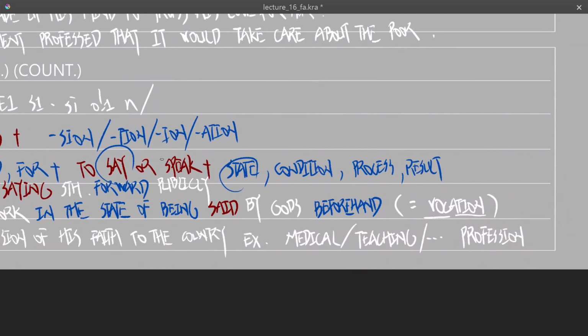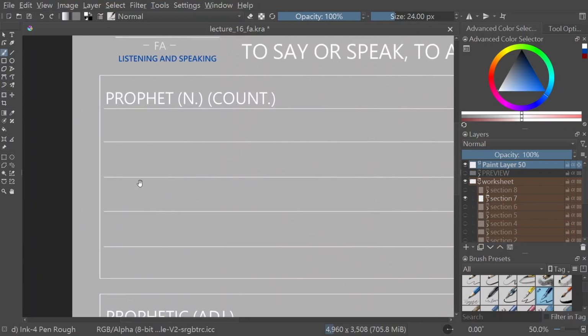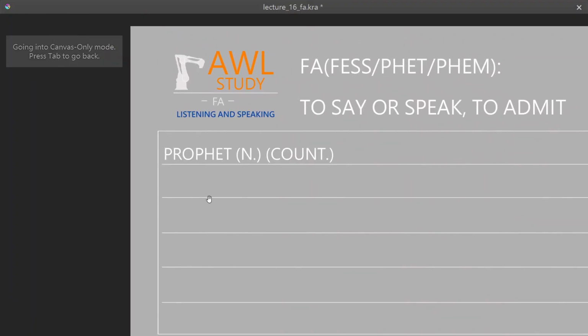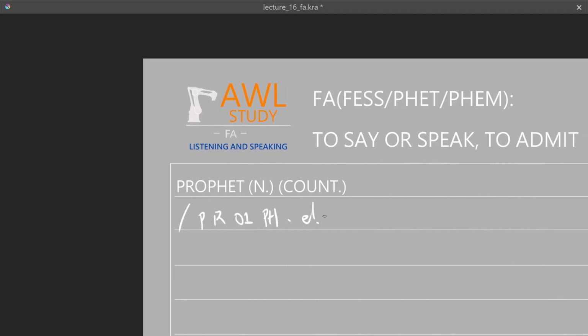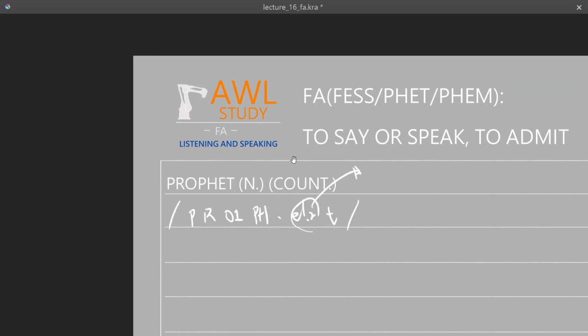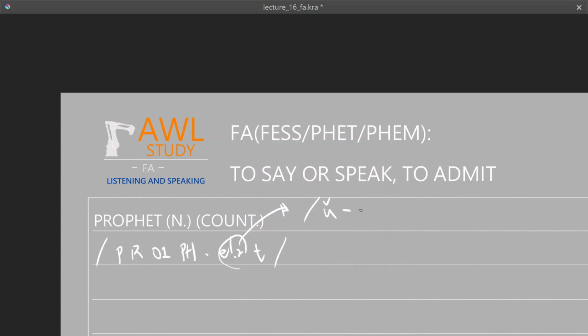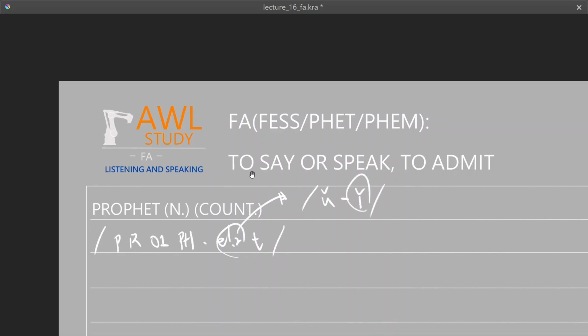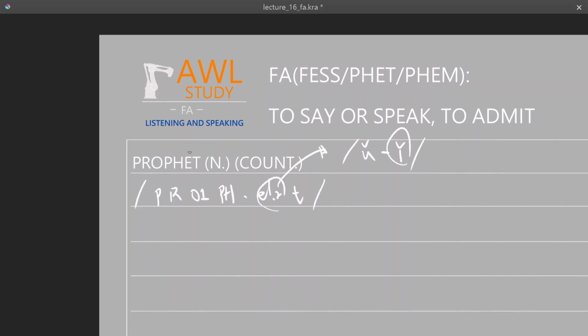All right, next we have profit. Profit. This is the second schwa sound. So we have two schwa sounds. The first one is the a sound. The second one is the b sound. So in this case, it's the second sound. So we have prophet. Prophet.